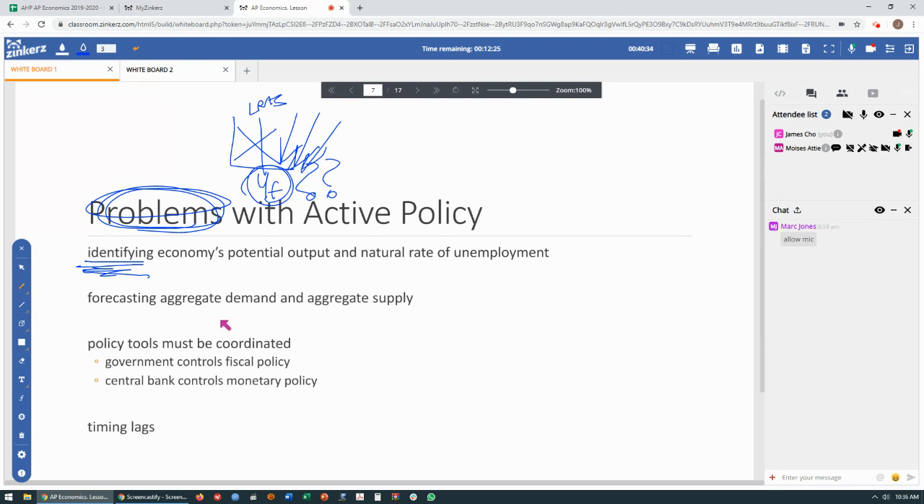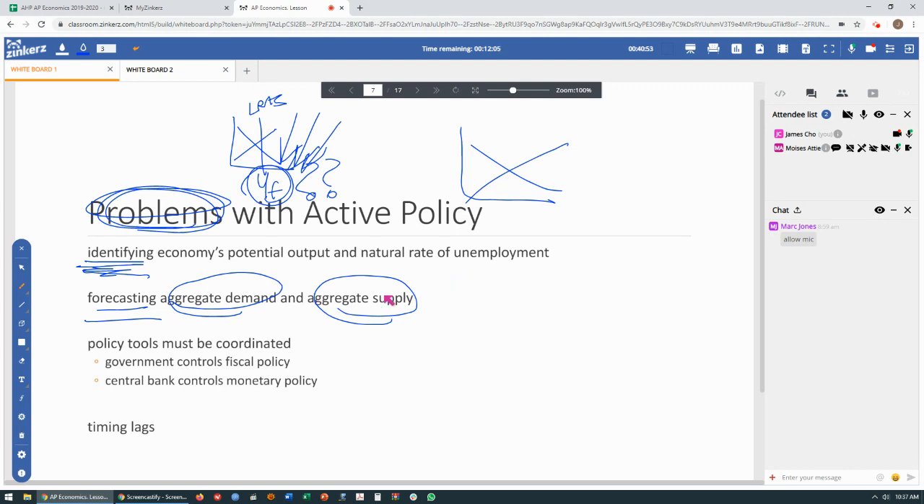Next up, a forecasting problem, meaning how do we graph out the actual AD and AS curves? There are so many firms, so many productions. So for us, boom, there's AD, boom, there's SRAS. But in the real world, how do we get that information? Tough. I always think about that.